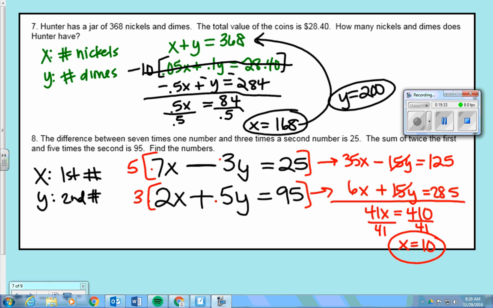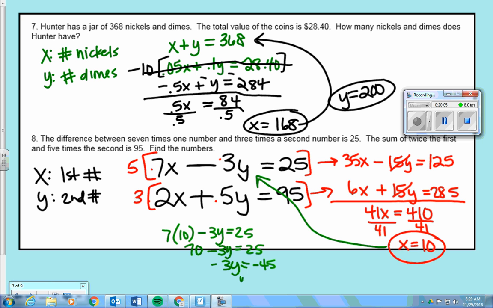So now I just need to plug that in and get the other one. And I'm actually going to use my original equations because those numbers are smaller. So I'm going to go with this first equation written right here in black. Okay? So I've got 7x. So I just found x is 10. So 7 times 10, oops, not plus, minus 3y equals 25. That's 70 minus 3y equals 25. Subtract my 70, so negative 3y equals negative 45. Divide by negative 3, and y is 15. 10 and 15.